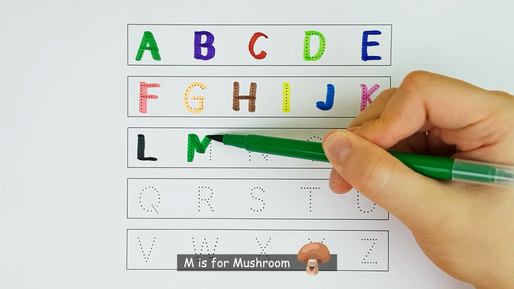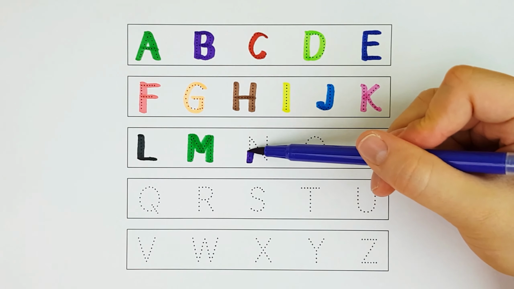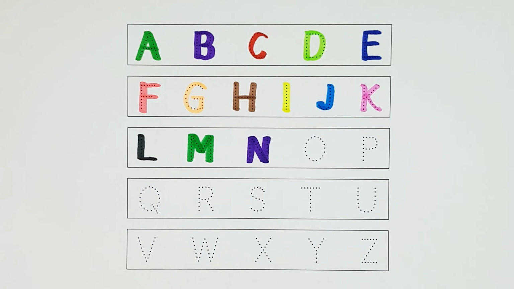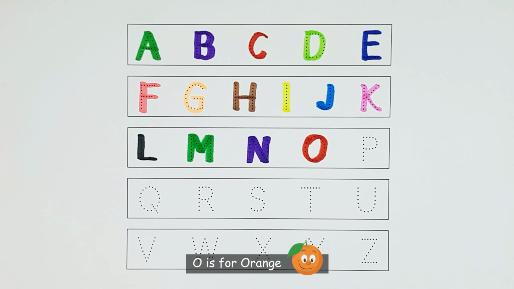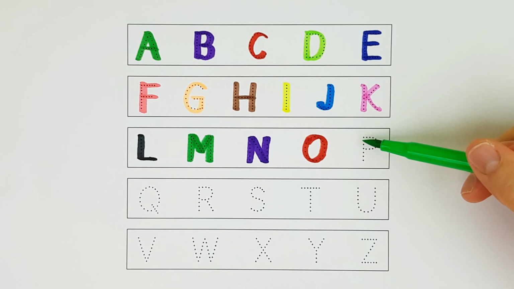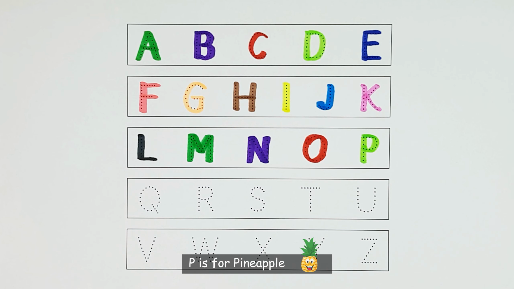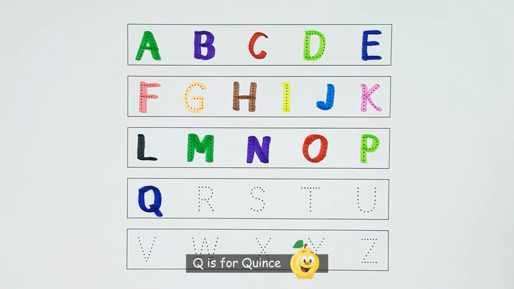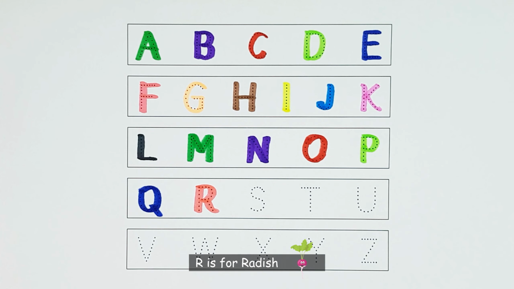M. M is for mushroom. N. N is for nectarine. O. O is for orange. P. P is for pineapple. Q. Q is for quince. R. R is for radish.